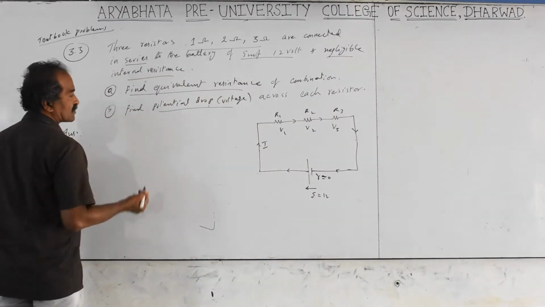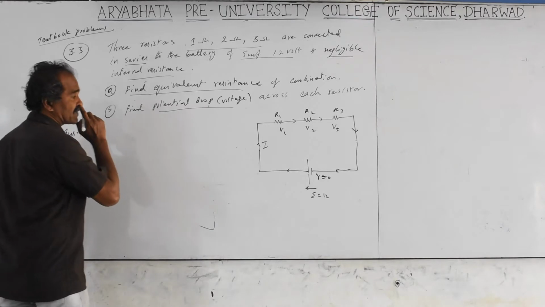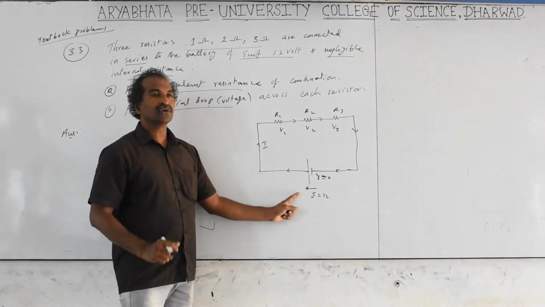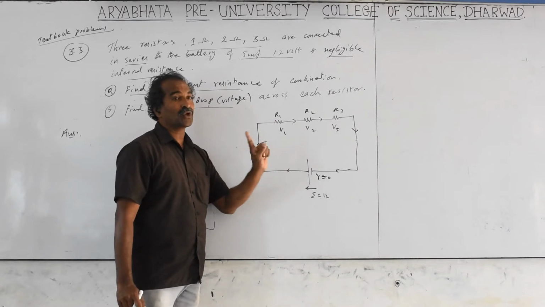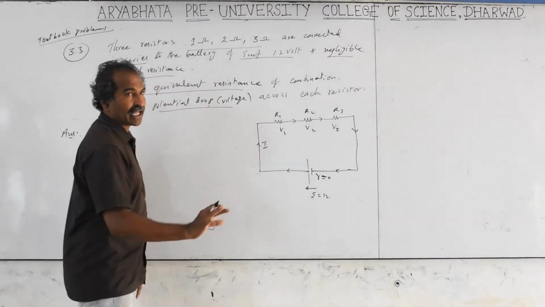For current we also need to find it. There is a direct voltage division method: V1 is equal to V into R1 by R1 plus R2 plus R3. This direct formula is for competitive exams. Don't use that formula here; use it only for theory examination.